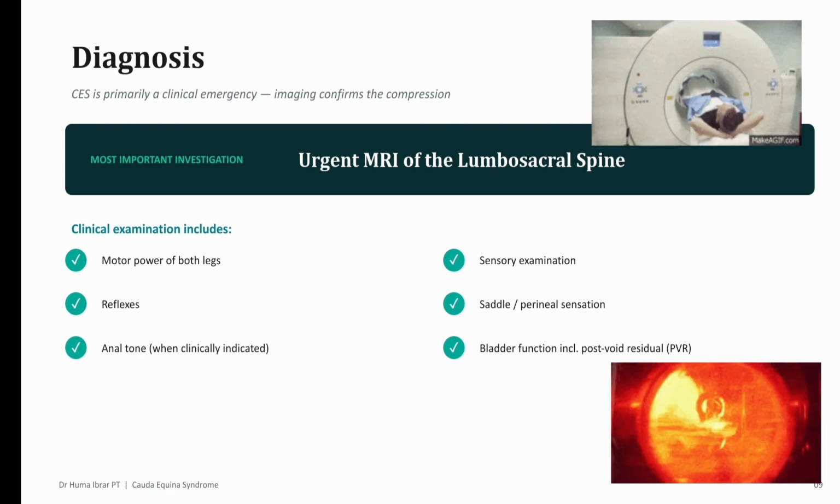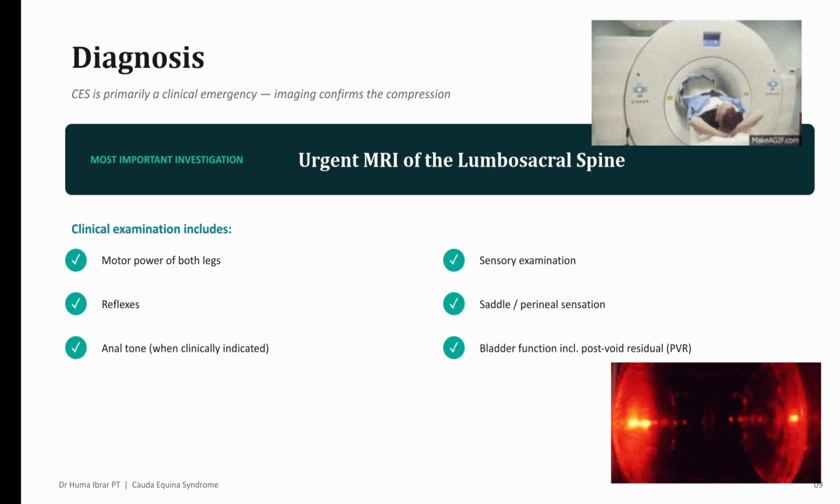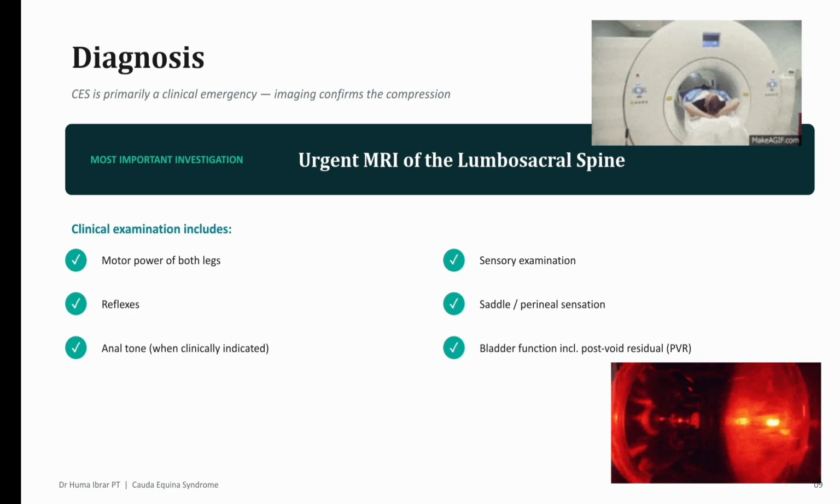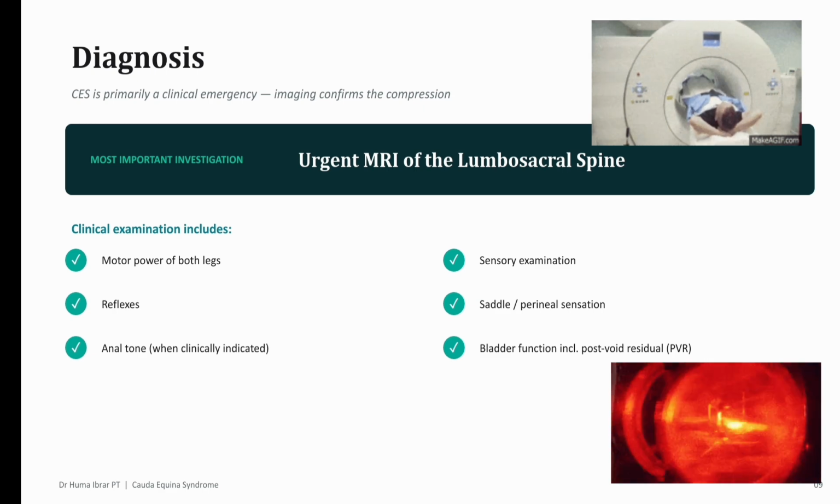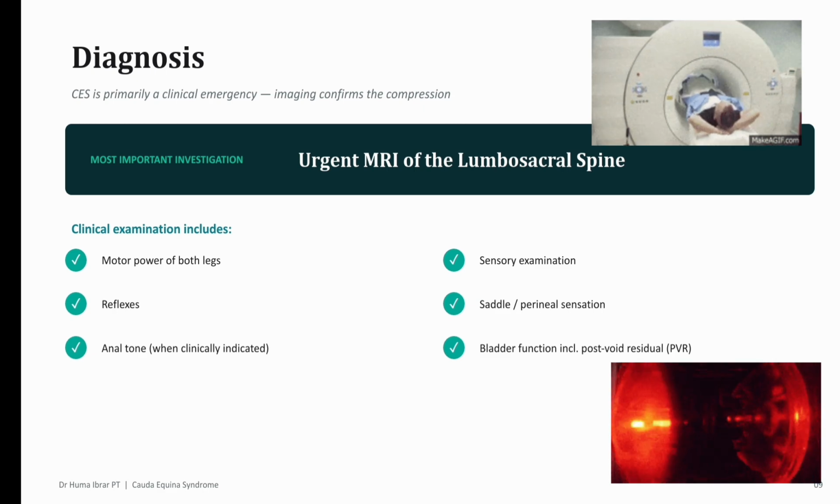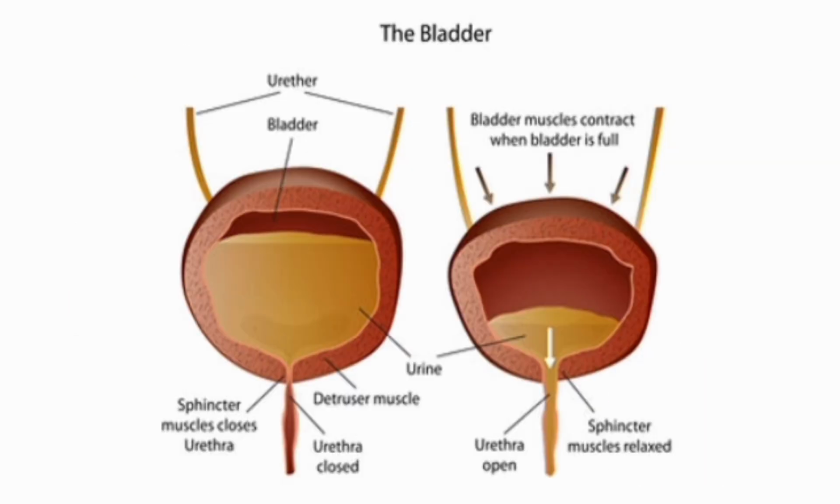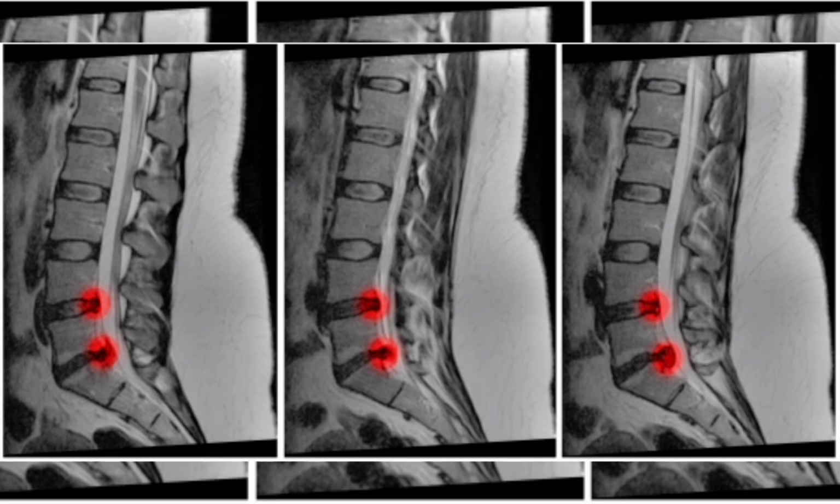Clinical examination includes motor power of both legs, sensory examination, reflexes, saddle or perineal sensations, anal tone when clinically indicated, and assessment of bladder function including post-void residual volume when appropriate. Post-void residual volume is the amount of urine left in your bladder after urination. MRI shows the cause and the level of nerve root compression.